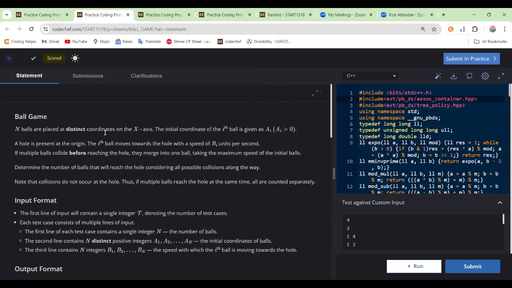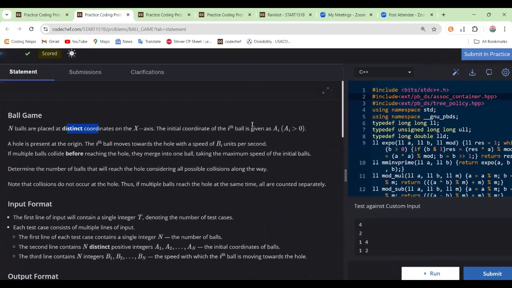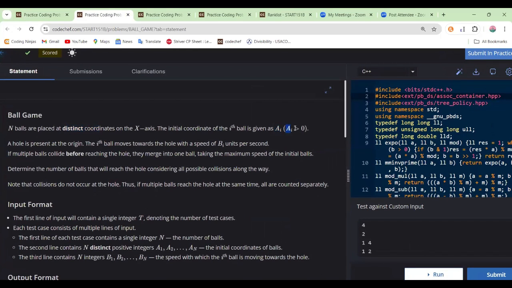So this is the question. N balls are placed at distinct coordinates on the x-axis. The initial coordinate of the ith ball is given as ai, where ai is greater than 0. A hole is present at the origin. The ith ball moves towards the hole with a speed of bi units per second.